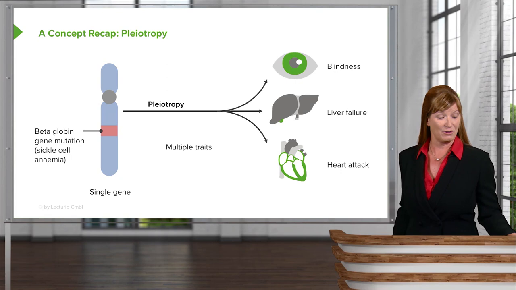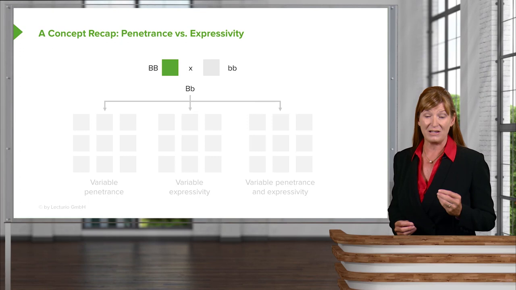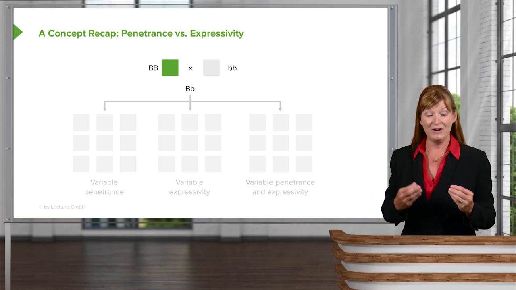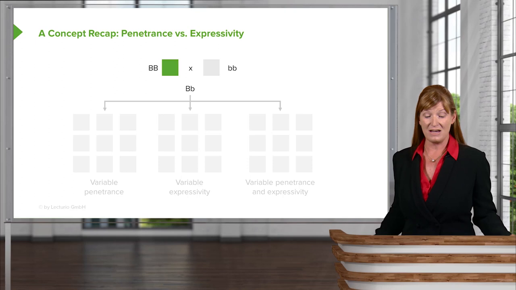Another couple of concepts to recap are penetrance versus expressivity. Now, these ones are particularly important because we in general have a hard time picking out environmental impacts and such from penetrance and expressivity, because both affect the ratio and degree of expression of these single gene types.